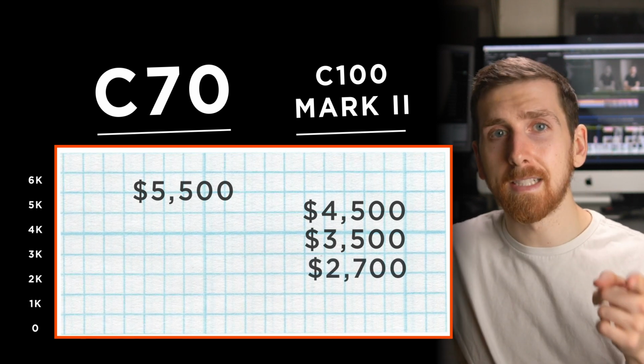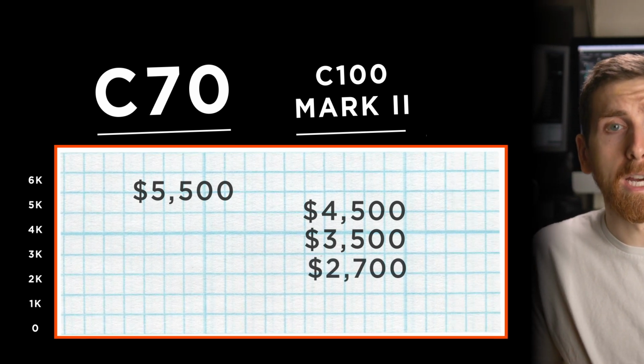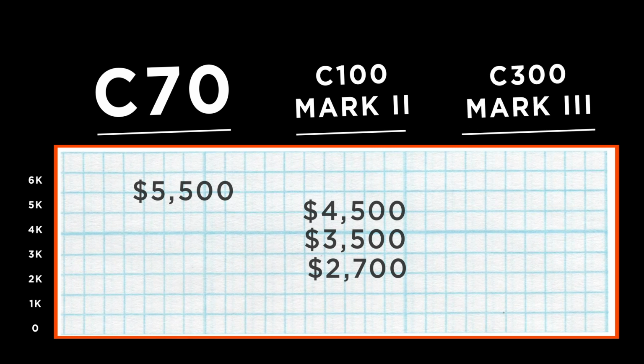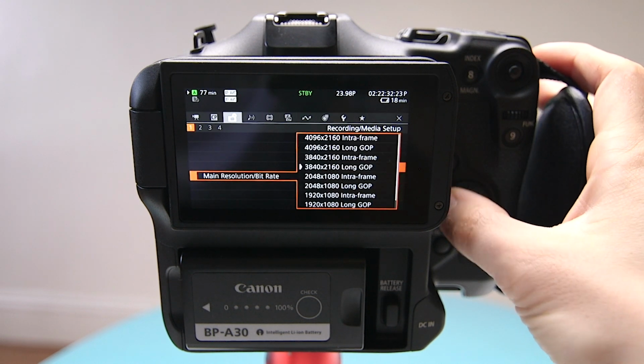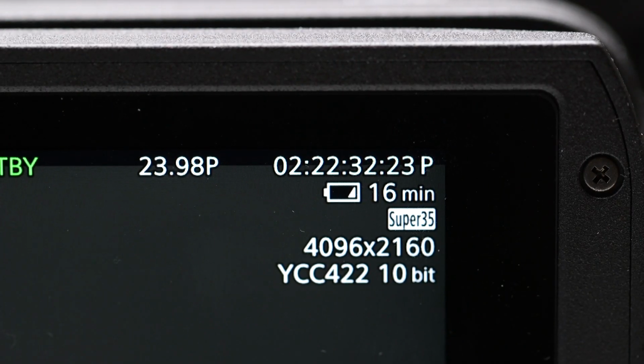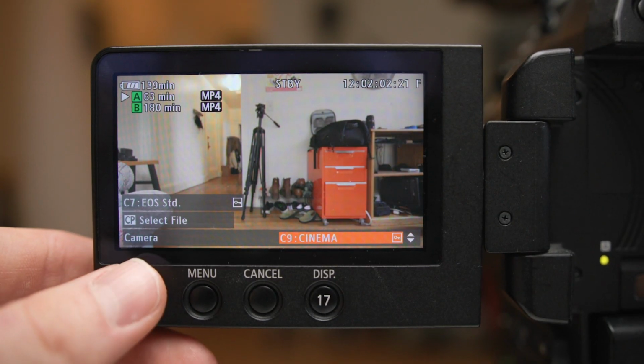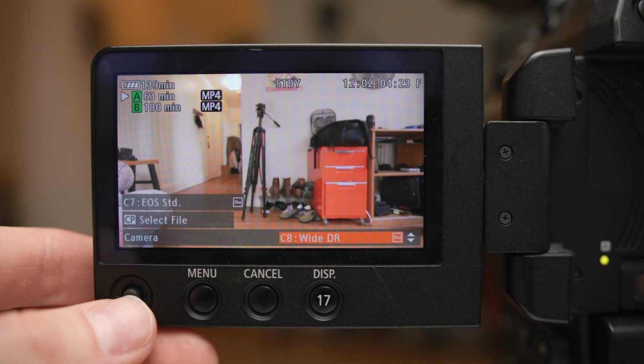The sensor in the C70 comes from the C300 Mark III, and that camera costs $11,000. I shot all of the tests on the C70 at 4K, all-eye, 10-bit, the max settings I can have. And on the C100, I shot not in C-Log, but in YDR, because C-Log on this codec is tough to work with, to say the least.